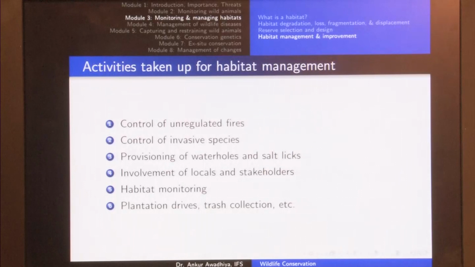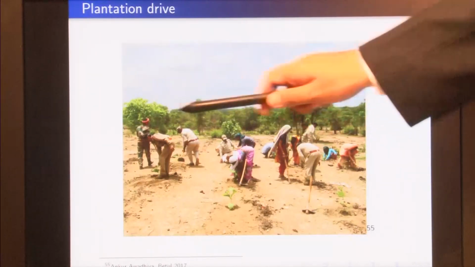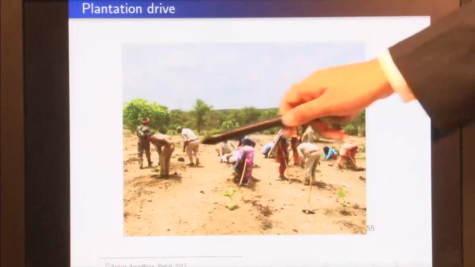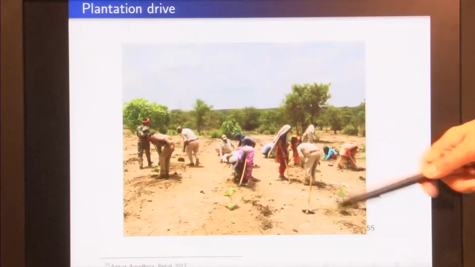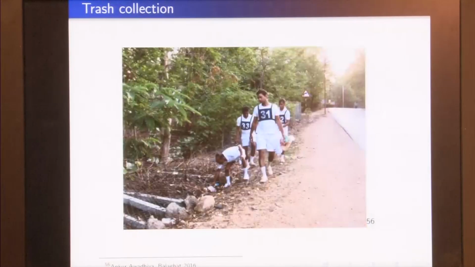We also have plantation drives, trash collection drives and so on. This is a plantation drive that is being carried out in a degraded area. As you can observe, in this area we hardly have any trees available, and so these villagers are being used as laborers to plant trees into this area. Also, we have trash collection drives especially for the removal of plastics from forest areas, so that there is a certain level of habitat improvement.